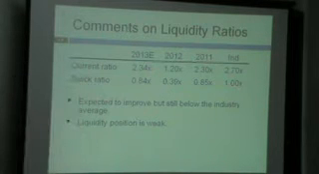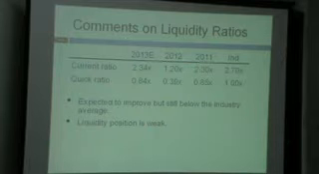What is the ideal index for this quick ratio? 1.5 or close to 2 is, again, ideal. Anything between 1.5 and 2.